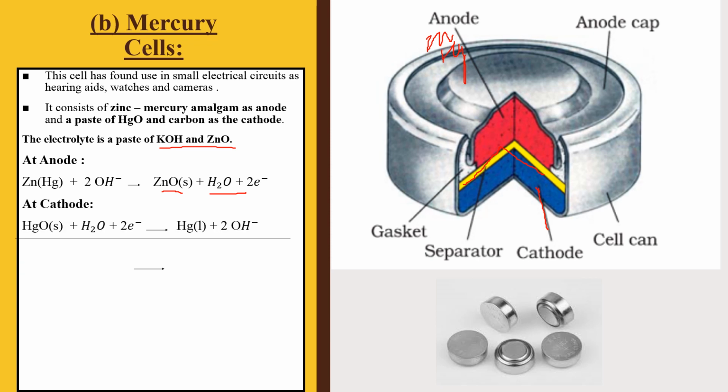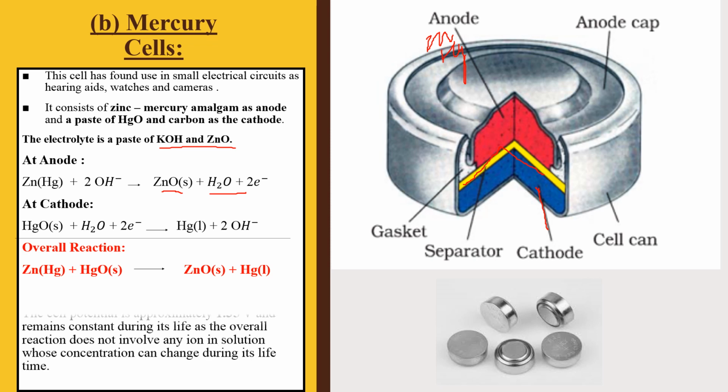At cathode, the reaction of mercury oxide plus water plus 2 electrons gives reduction of mercuric oxide to mercury, Hg plus twice OH negative ion. So on combining the equations, what will we get? We will get an overall reaction as zinc mercury amalgam plus HgO gives ZnO plus mercury, which is in liquid form. From here, the cell potential is approximately 1.35 volt and remains constant during its life.